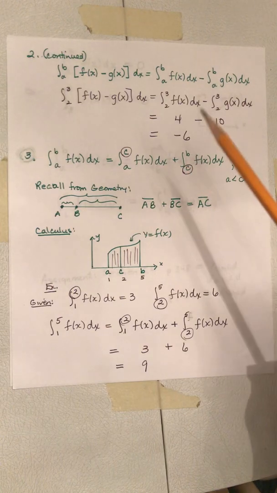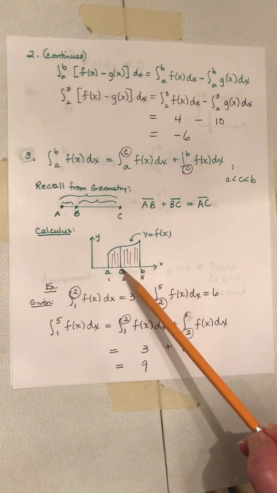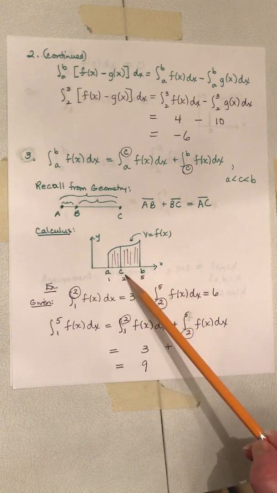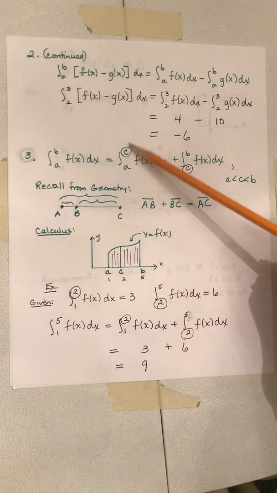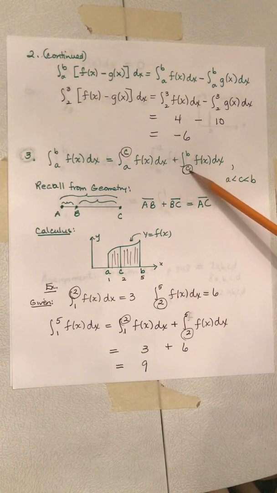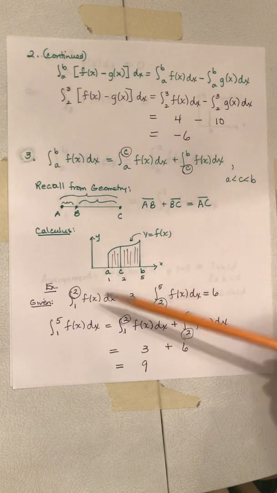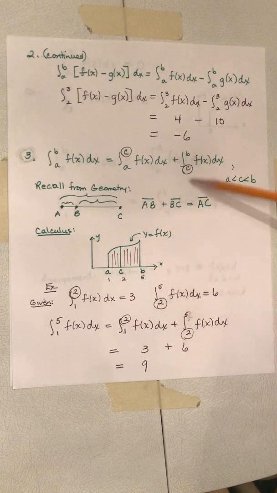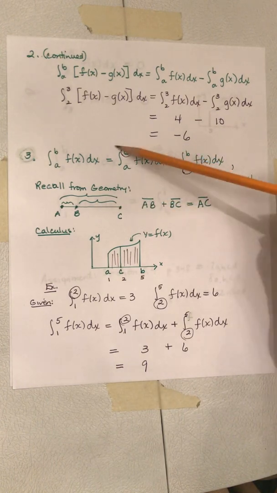What we have to keep in mind, though, is that whatever number or variable is between A and B, that has to be the same limit here. The upper limit here has to match the lower limit here, because we're going from A to C and C to B. Or we could be going from 1 to 2 and then 2 to 5. And that would give us from 1 to 5. So these have to match.